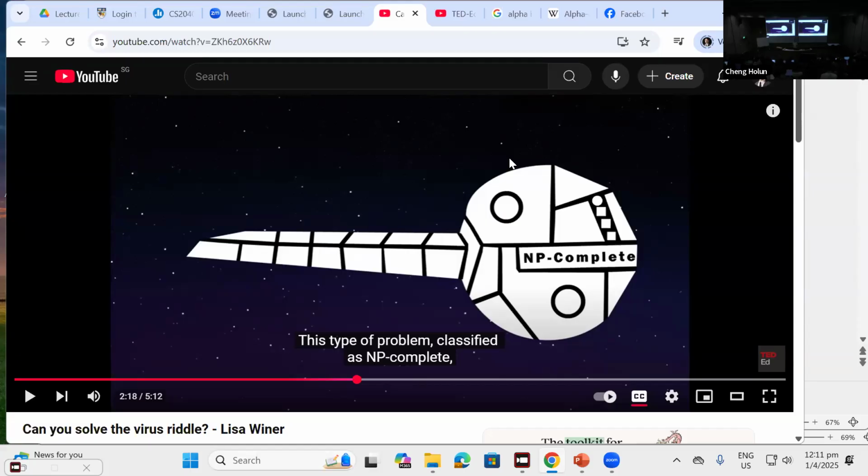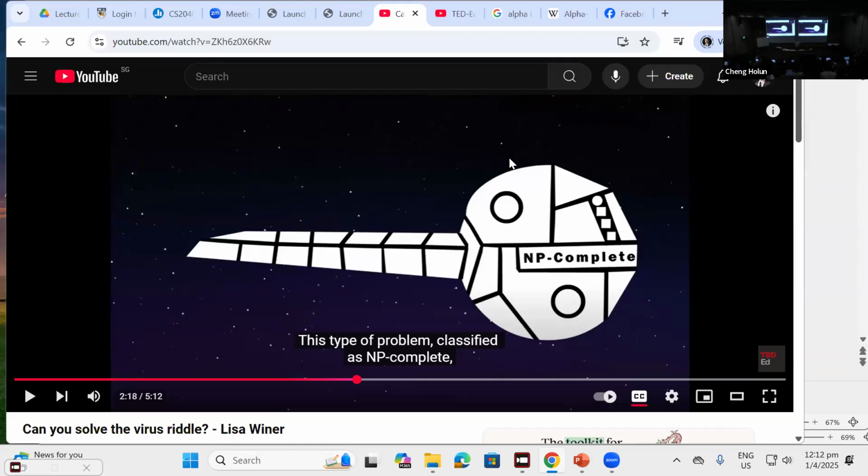One is called NP complete. NP hard is the problem that they thought, oh, this problem is non-polynomial. They thought so because they cannot come up with a polynomial algorithm. What is NP complete? It's very interesting.